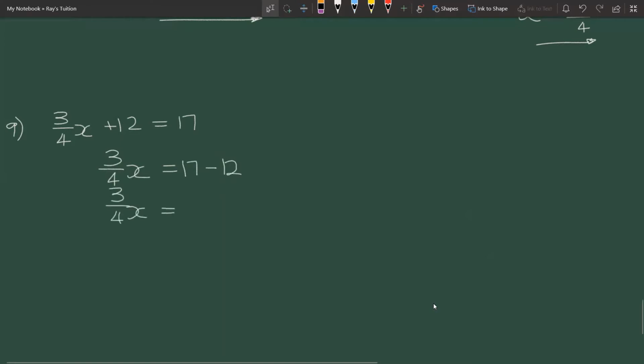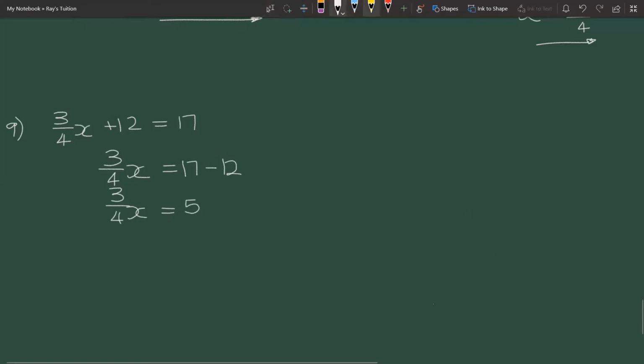So now let's look at the second last one. 3 over 4x plus 12 is equal to 17. First thing, we're going to move over the 12. So 3 over 4x, and the 17 is there. When we take over the 12, it becomes negative 12. So it's 3 over 4x is equal to 17 minus 12 is 5.